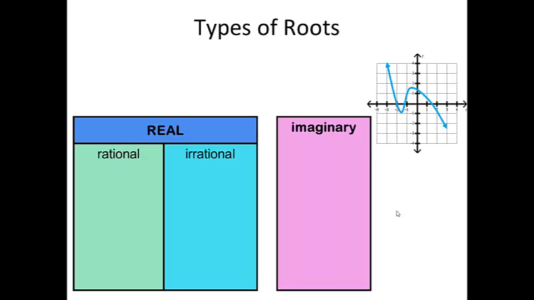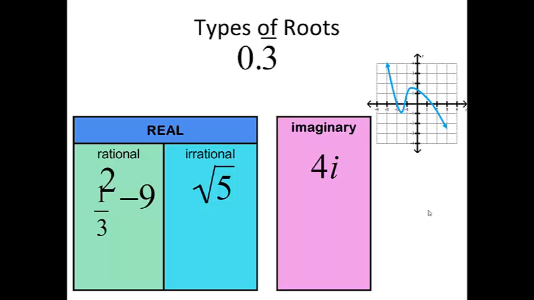So let's talk about the type of roots, or more like the type of numbers. A 2, would you put that as a rational number, an irrational number, or an imaginary number? Well, it can be written as a fraction, so that's rational. What about -9? I can write that as -9/1, so that also is rational. What about 1/3? It is a fraction, so that's rational. What about 4i? Now i is not a variable, so it's an imaginary number. What about square root of 5? That's irrational. And what about 0.3 repeating? The repeating bar just means it's 3/9, which reduces to 1/3, so this is also a rational number.